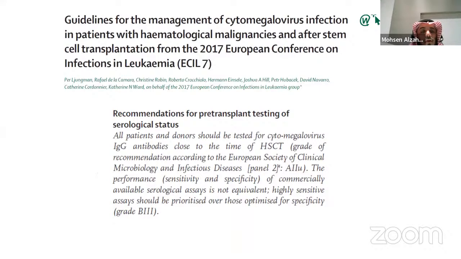So I will mention some recommendations from the ECIL, the European Conference on Infection and Leukemia. The first recommendation, this was from 2017, is pre-transplant testing of serological status. They recommend all recipients and donors should be tested to determine the serostatus before going for transplant.